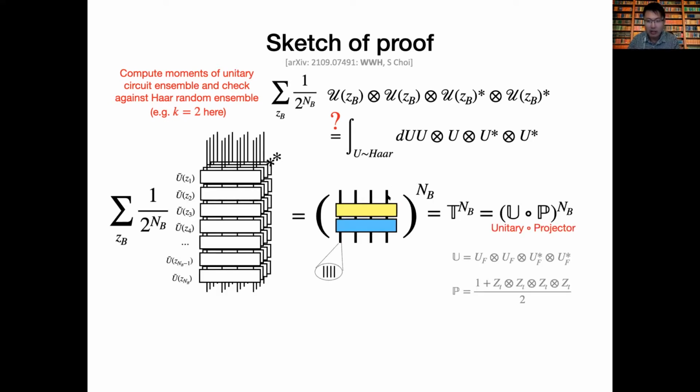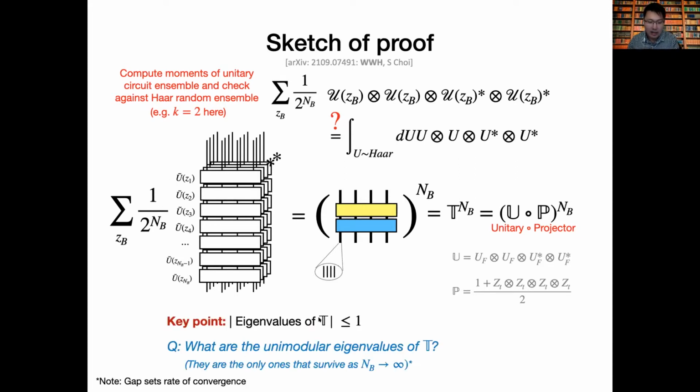And the key point here is that we can understand it as the evolution, a transfer matrix raised to a high power, where the transfer matrix has two parts, projector and unitary, and this projector is actually a dephasing channel on the boundary. So from this form, we see that the transfer matrix, being a product of unitary and projectors, has eigenvalues which are less than or equal to 1, at least in modulus.